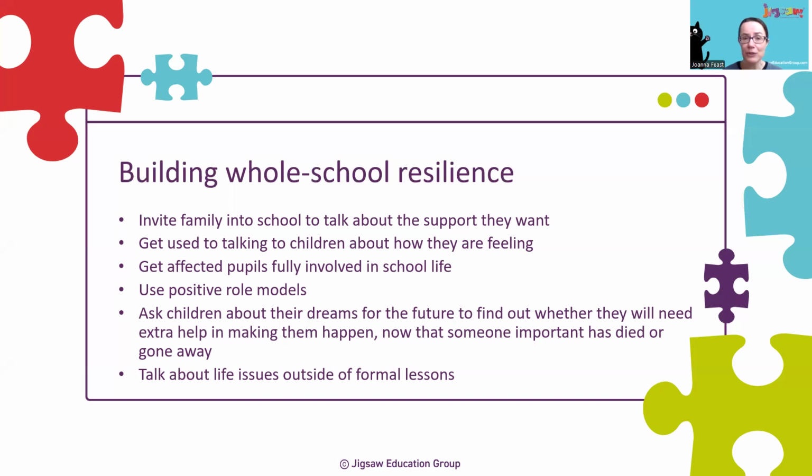Ask children about their futures. The world does not stop for them, and neither should it. Ask about what's going to happen in the future, and whether they might need any extra support for that now that their special person has gone or has died. And when I say gone, I do mean left, as it were, to live in a different country or through divorce, separation, that sort of thing. And then talk about life issues outside of formal lessons as well. Rather than making a beeline for children in the corridor, maybe sit with them at lunchtime or go into different lessons and be around them and check in with them as much as possible.